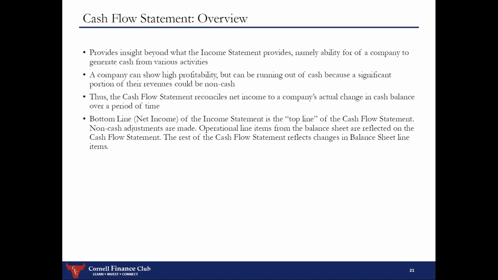The bottom line of net income of the income statement is the top line of the cash flow statement. Then non-cash adjustments are made to it, and the operational line items from the balance sheet are reflected on the cash flow statement as well. You can see that changes to the balance sheet are reflected in the cash flow statement.